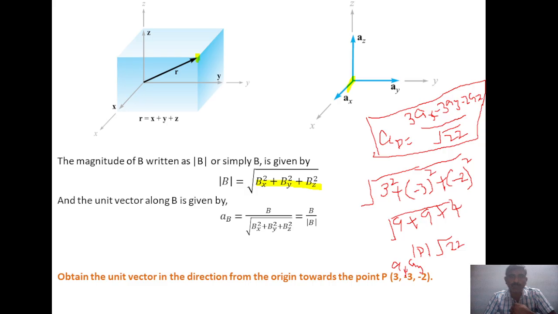So tomorrow we will see about scalar product and vector product, that is, the dot product and the cross product.